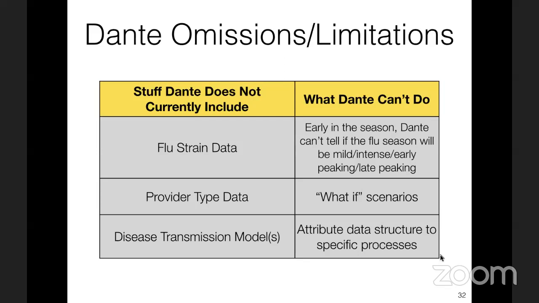Now, that all said, I think Dante can be improved by including this stuff, by incorporating flu strain data, by bringing a disease transmission model back into it. I think that has a lot of appeal, but Dante was very intentionally developed to try to not use those things. And this leads us to tying this back, and I'll just finish up here, to the connection between some of these flu forecasting models and how we address the current coronavirus pandemic.